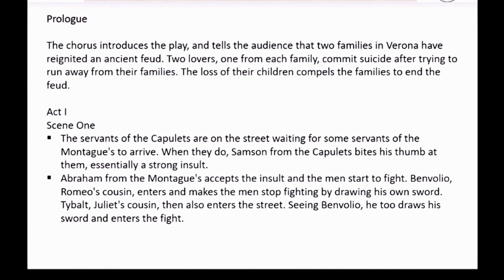Then Tybalt, Juliet's cousin, also enters the street. Seeing Benvolio, he too draws his sword and enters the fight. Old Capulet runs onto the stage and demands a sword so that he too may fight. His wife restrains him, even when old Montague emerges with his sword drawn as well.